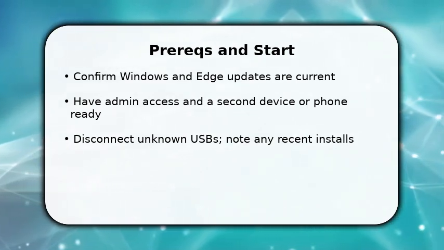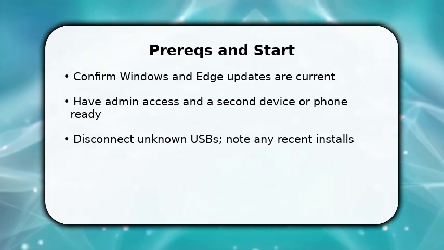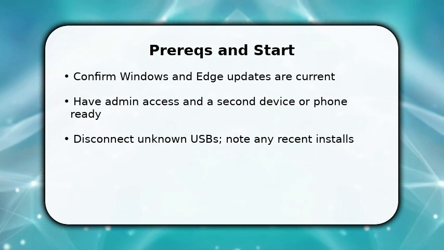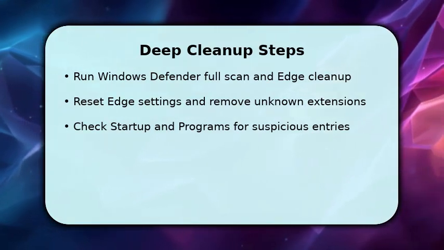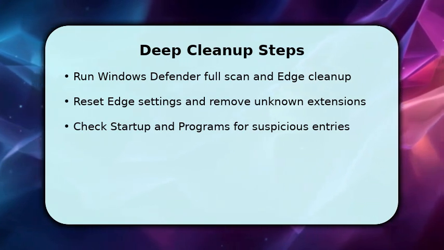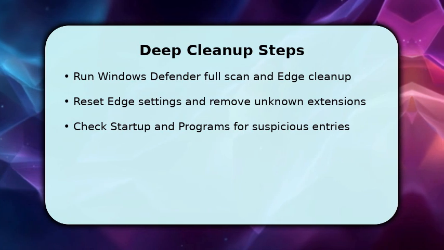Make sure to note when the alert appeared and what you downloaded recently, because that context guides cleanup and prevents repeating the mistake. Now run a full Windows Defender scan and use Edge's cleanup tool to remove harmful software. This targets hidden binaries and unwanted helpers.